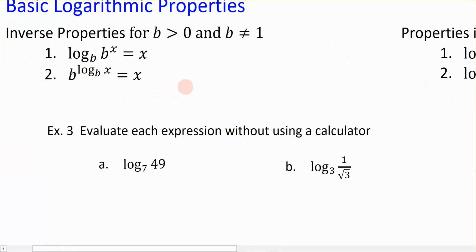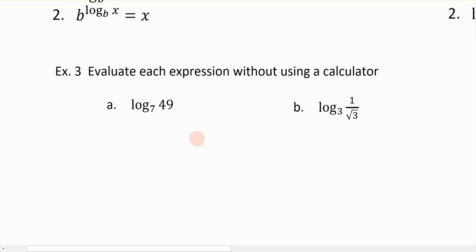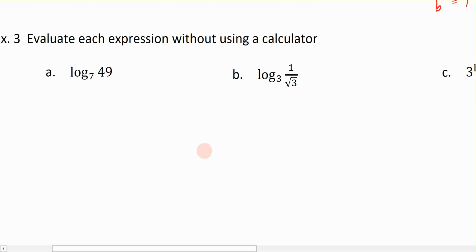I would have to say that when you're evaluating these expressions down here, these are the two most important properties, and the ones I just talked about are just special. So let's see if we can evaluate. I have 3 examples for us right here.